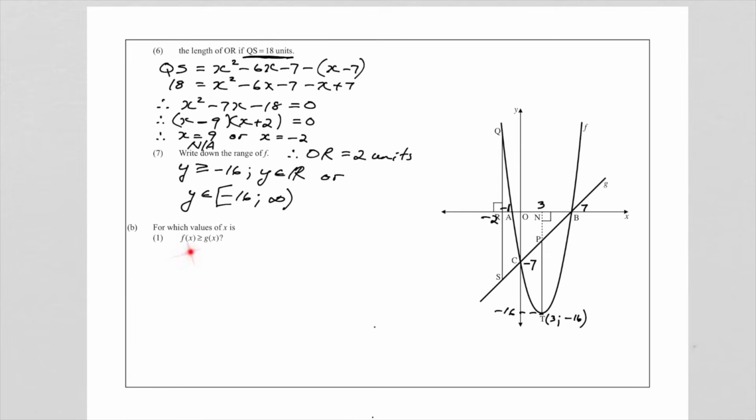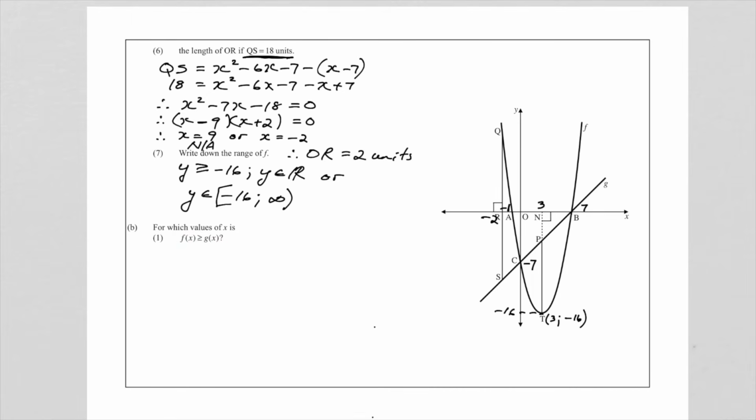In the B part, we now get to the inequalities that I was referring to earlier. Now we've got all our information on our drawing. We know the turning point, the axis of symmetry, the x-intercepts, the y-intercept, and the equation of the parabola as well as the straight line, and we now need to find where f, the parabola, is greater than or equal to gx, which is the straight line.